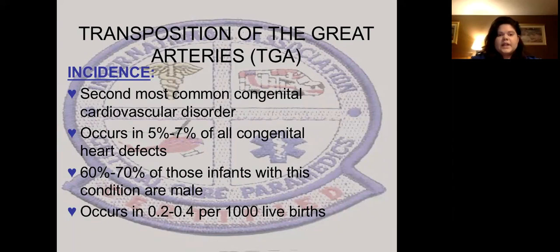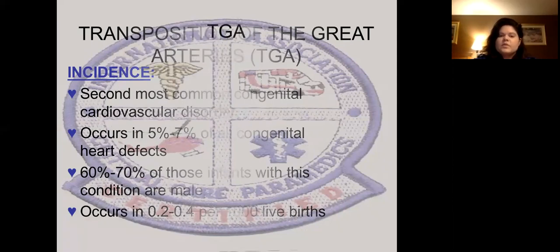All right, so next one will be the transposition of the great arteries. So it's the second most common congenital cardiovascular disorder. It's going to be occurring in 5 to 7% of all congenital heart defects. Super common.